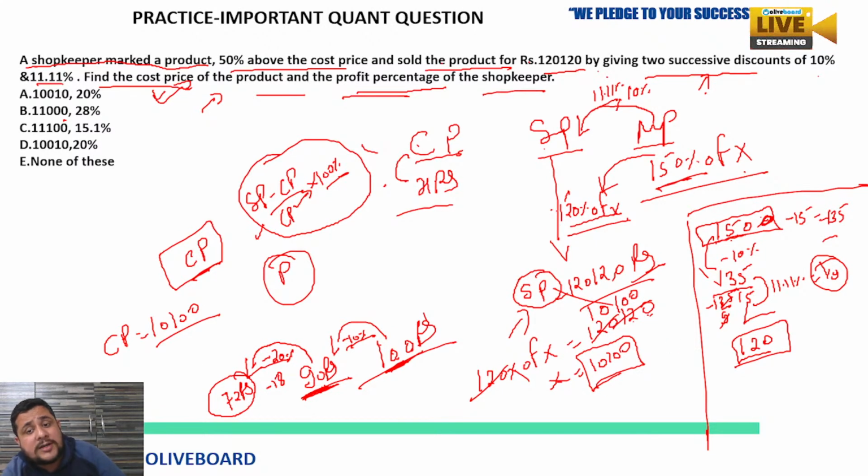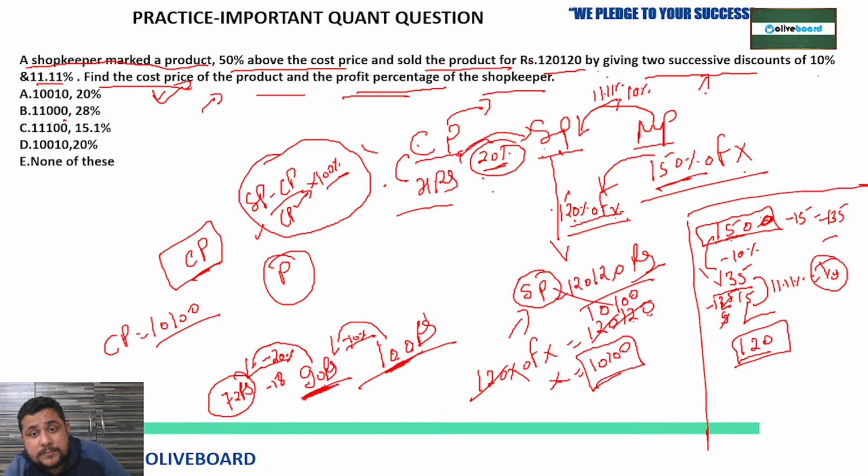No, because already you know the selling price is 120% of X, meaning 120% of cost price, 20% more than. Ultimately it is 20% more than. You have calculated that, sorry, the cost price. So 20% profit, and the cost price is 10,100. So is there any option like that?